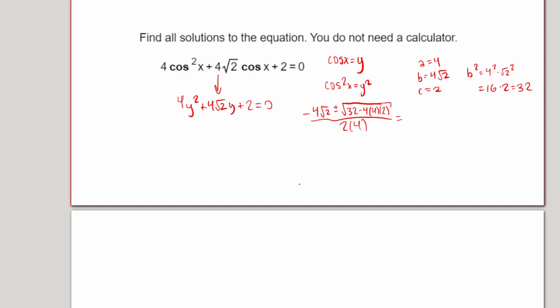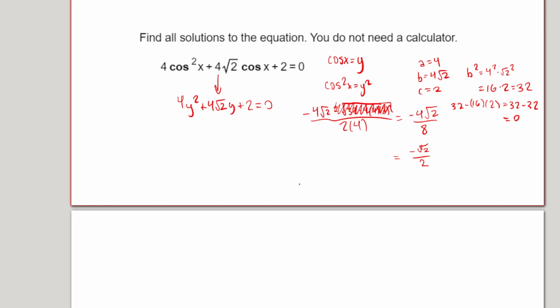Now, if we simplify the square root, we'll have 32 minus 4 times 4, which is 16, times 2, which is just equal to 32 minus 32. That's just equal to 0. So this entire square root is just canceled out. And we'll have negative 4 times the square root of 2 over 2 times 4, which is 8. And we can simplify this down to negative square root of 2 over 2. Okay?